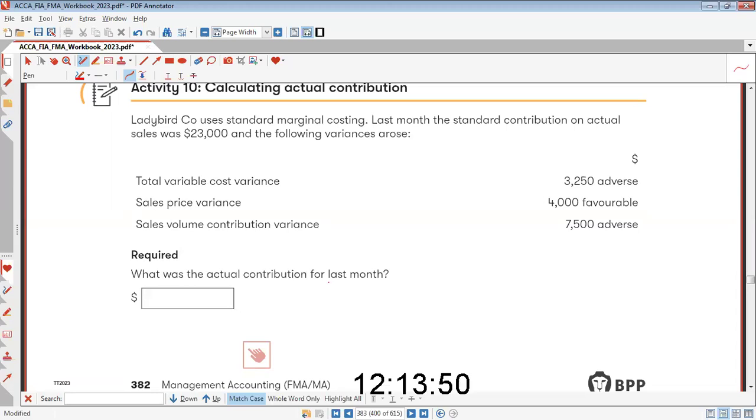Yeah, it's okay. That's one of the easy ones. The variance is what they're asking you to find, the actual contribution.